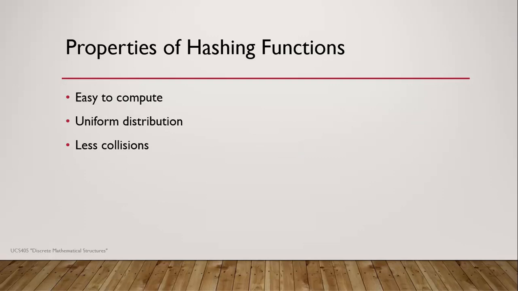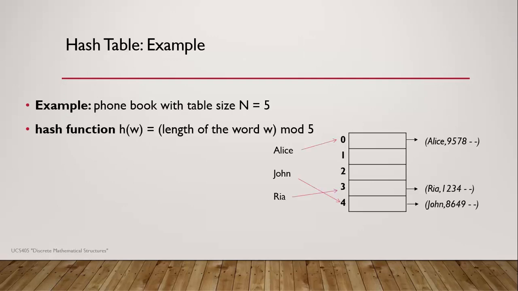These are some properties of an ideal hash function. First, it should be easy to compute, meaning that it should not involve complex calculations. Secondly, it should uniformly distribute the keys over the size of the table. Last, it should have a minimum number of collisions. We will discuss collision in the next slide.